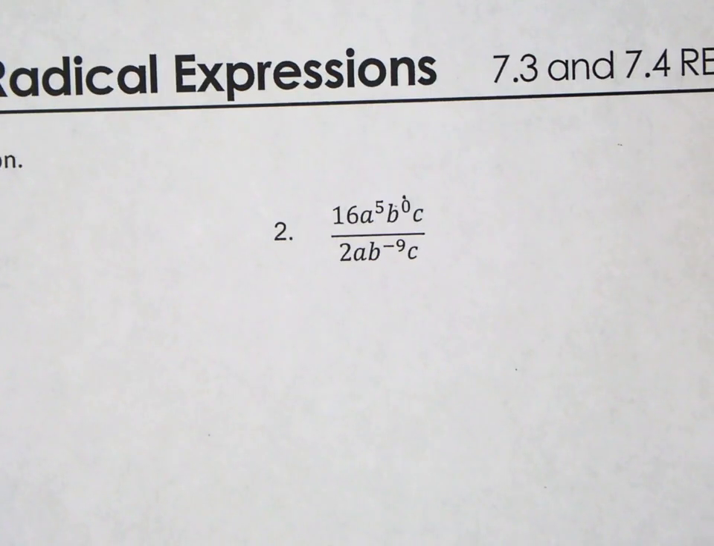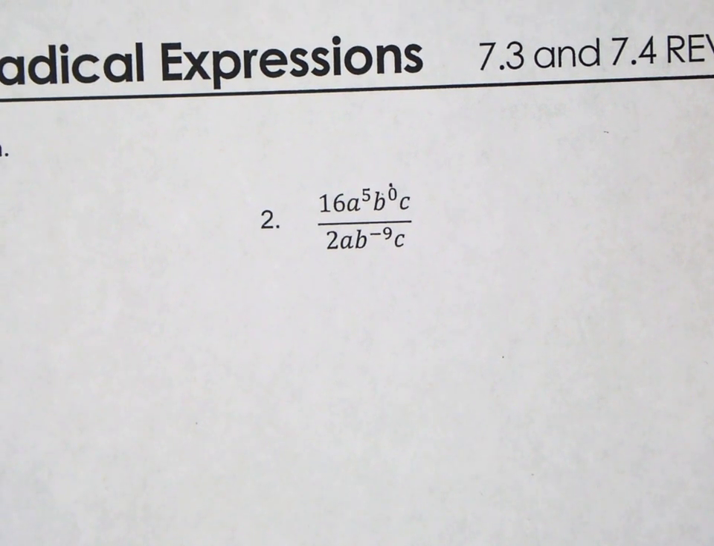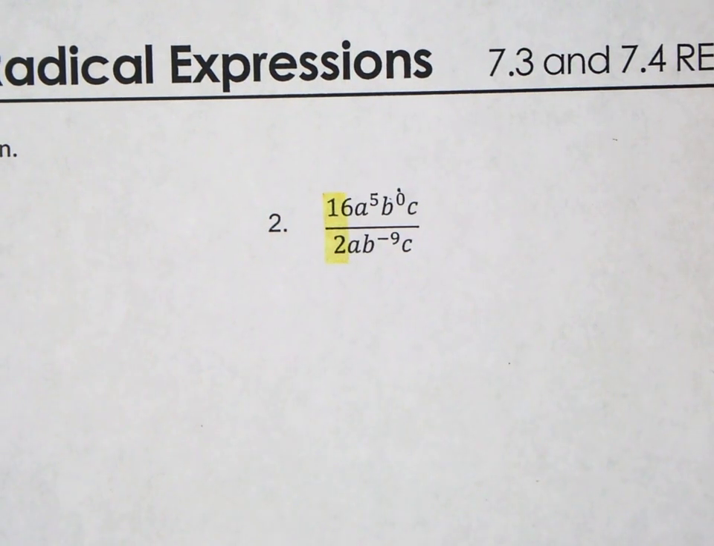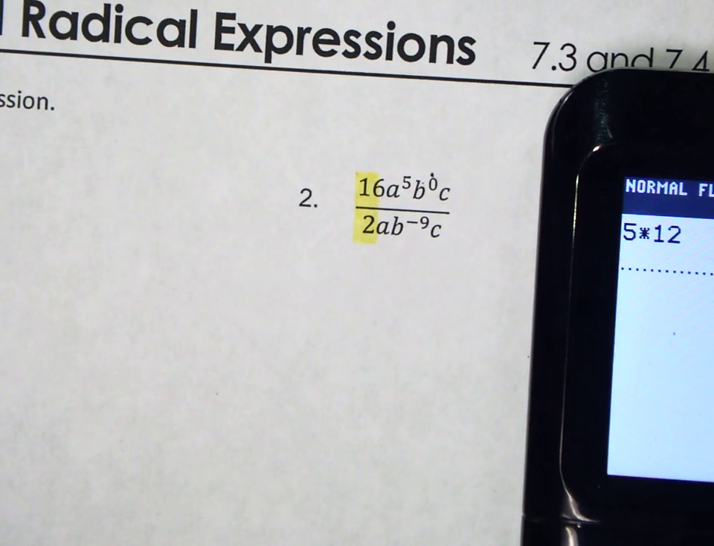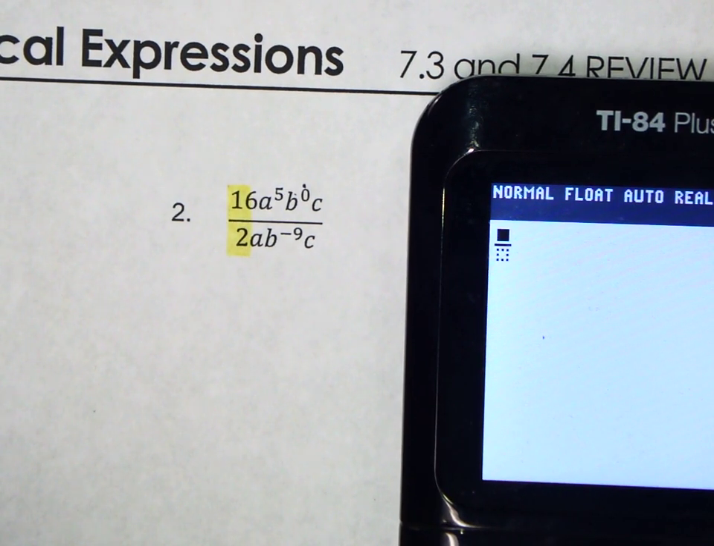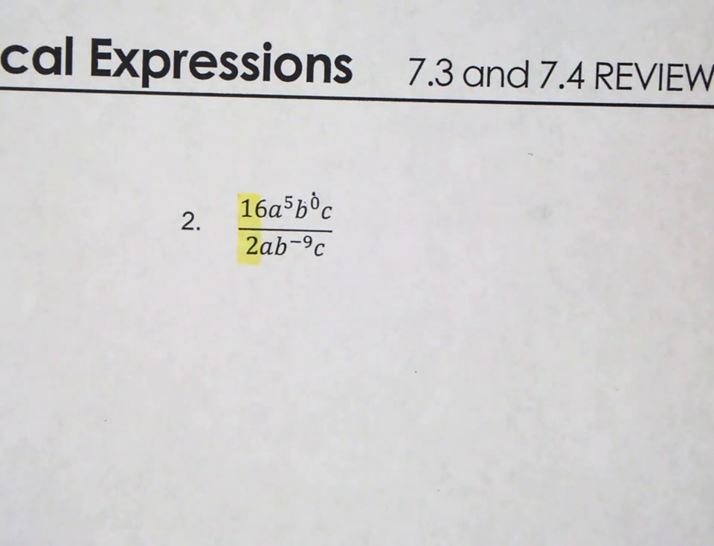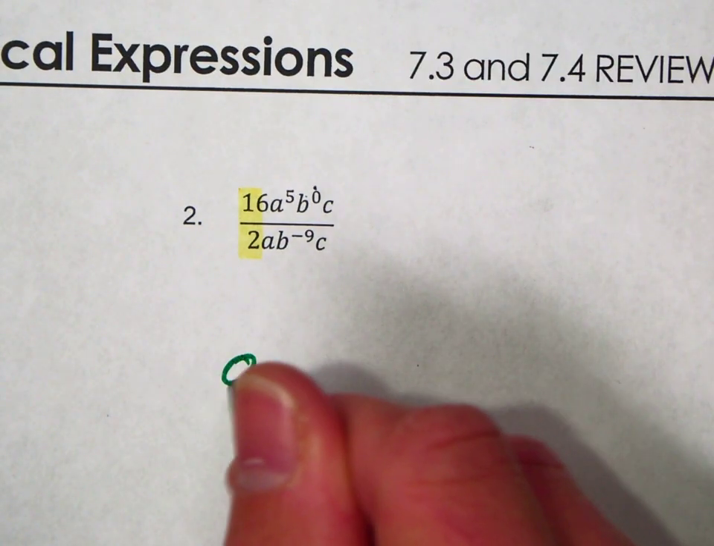All right, on number 2, I don't see any parentheses, but I do have these numbers. And so I'm going to type in those numbers, and I type them in just like I see them on the paper, so I'm going to type them as a fraction, 16 over 2, which gives me 8. So I now know my number is going to be an 8.